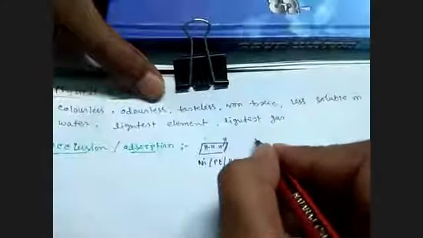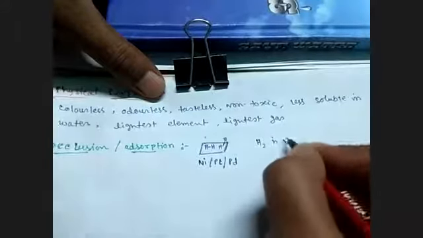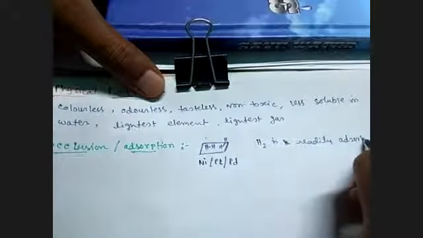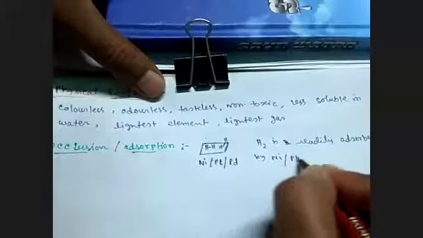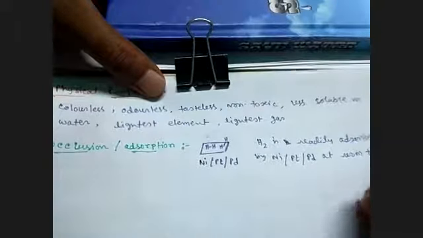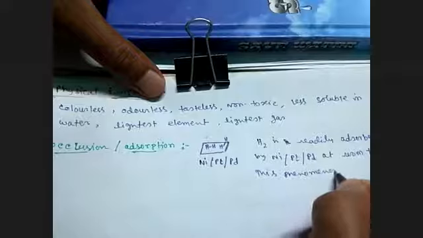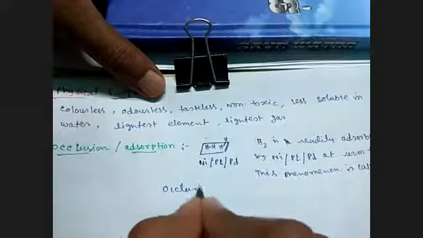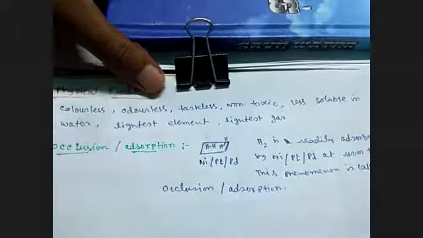So we can say that hydrogen is readily adsorbed by nickel, platinum, and palladium at room temperature. This phenomenon is called occlusion or adsorption.